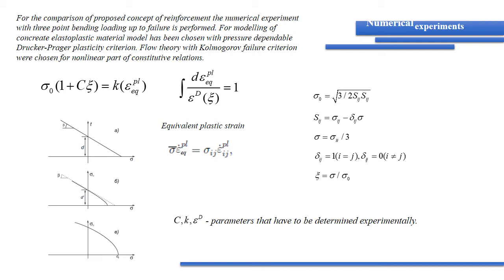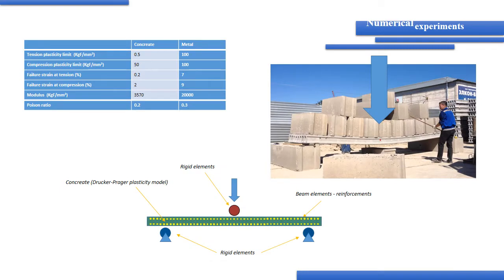For example, during tension loading we can accumulate more damage, and during compression we can accumulate less damage. So in total we have three parameters that we have to determine experimentally for concrete, of course.